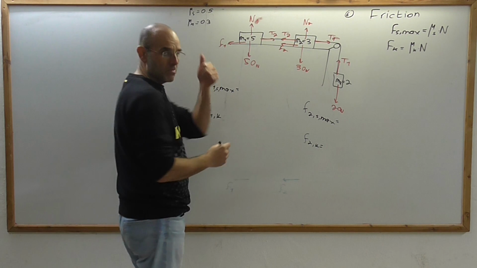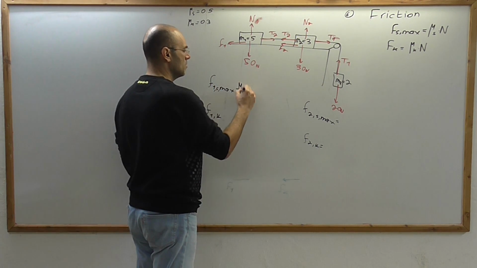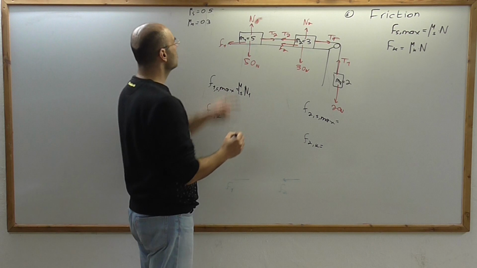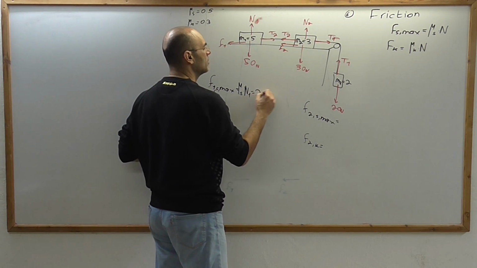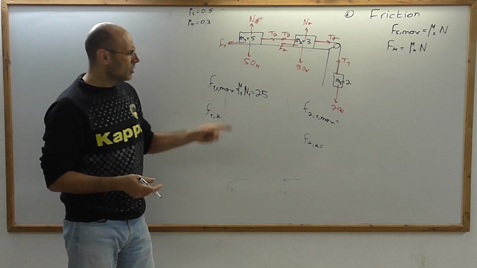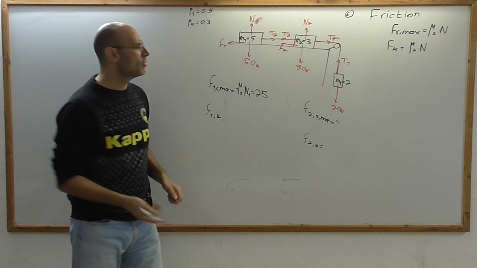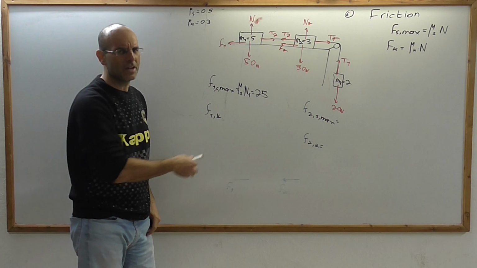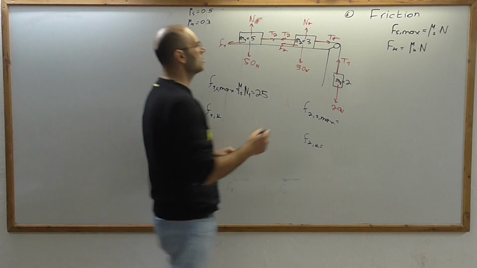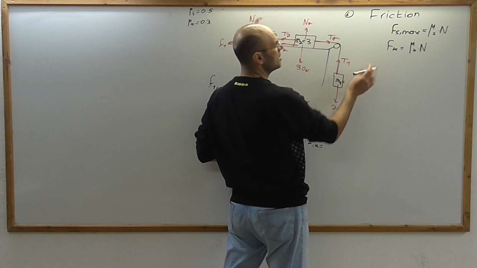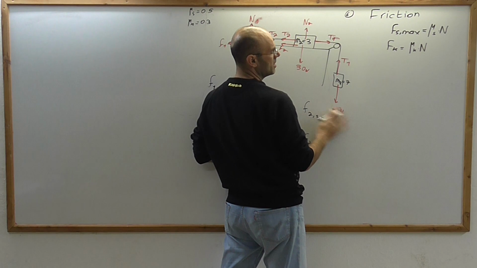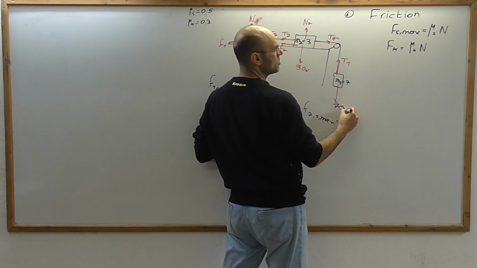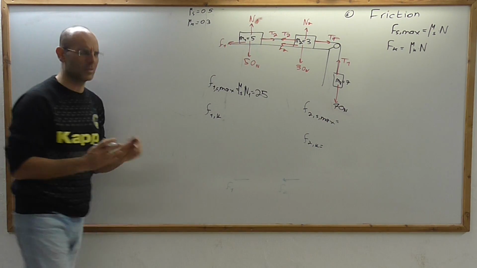F1 is mu static multiplied by N1. Mu static is 0.5 multiplied by 50 is 25. I don't need to continue to understand that it won't move, because 20 can't overcome 25. So let's adjust the exercise a little to make it more interesting. Let's say this is 7 kilograms, which is 70 newtons. I adjust it a little bit in order to make it interesting.